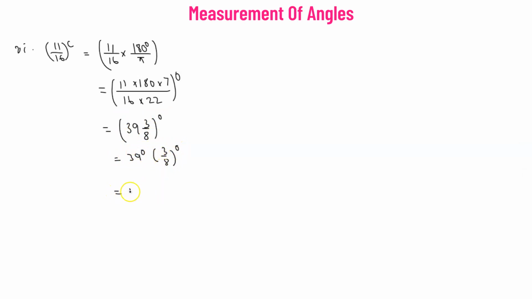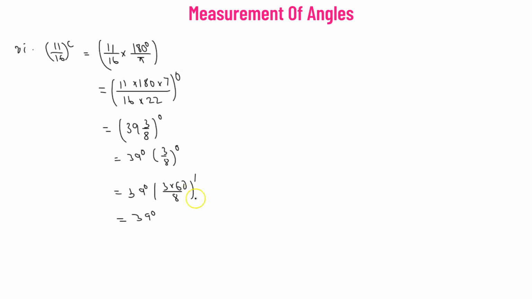Now 3 over 8 degrees, we will convert it to minutes. So we'll multiply 3 over 8 with 60. So we have 3 times 60 over 8 minutes. This is going to give us 39 degrees. So 3 times 60, that's 180. So we have 180 divided by 8. So that's 45 over 2.